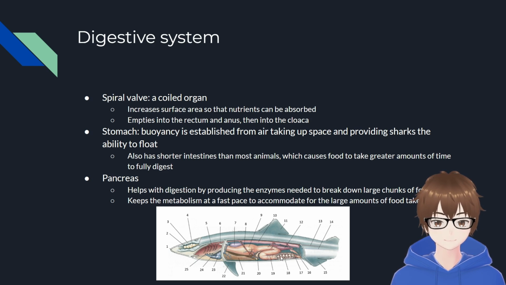If you look at this picture down below, number 18 right here, that is the spiral valve, the coiled organ. The stomach of a shark, other than being used to hold food, also helps with buoyancy: whenever a shark takes air into their stomach, it provides the ability to float. Also, the shark has a shorter intestine than most animals, which causes food to take greater amounts of time to fully digest. Then we also have the pancreas, which helps with digestion by producing the enzymes needed to break down large chunks of food, and this keeps the metabolism at a faster pace to accommodate the large amounts of food taken in by a shark.